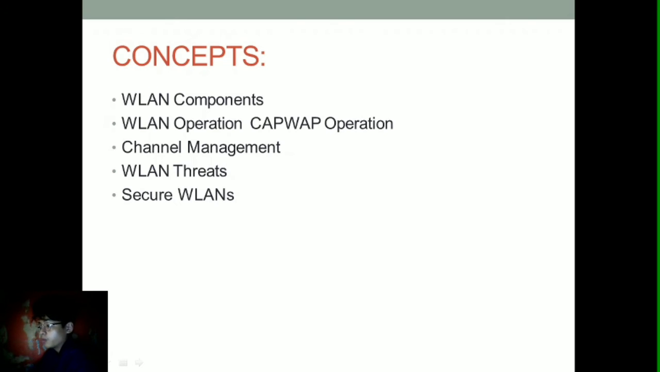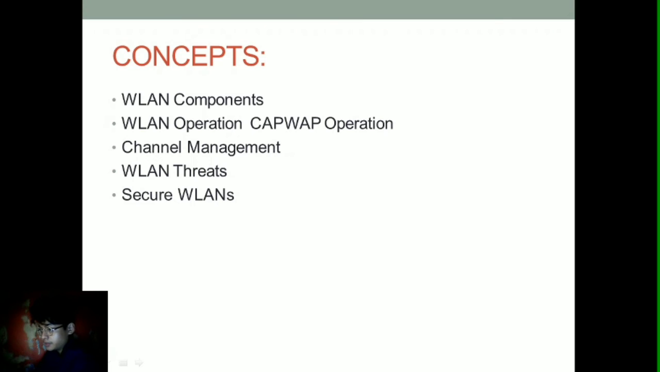A key component of CAPWAP is the concept of split media access control, or split MAC. The CAPWAP split MAC concept takes all the functions normally performed by individual access points and distributes them between two functional components: the AP MAC functions and the WLC MAC functions.